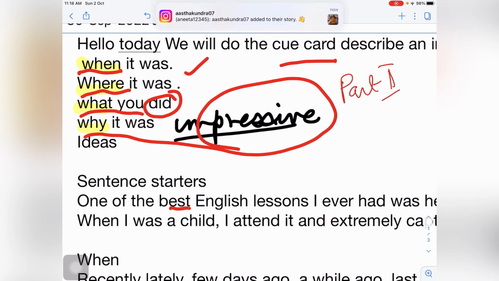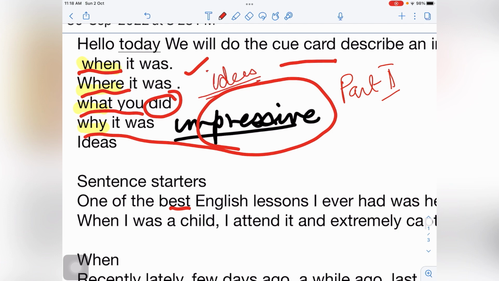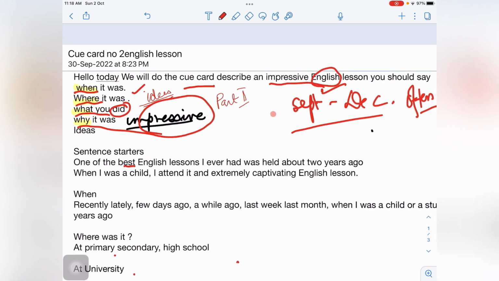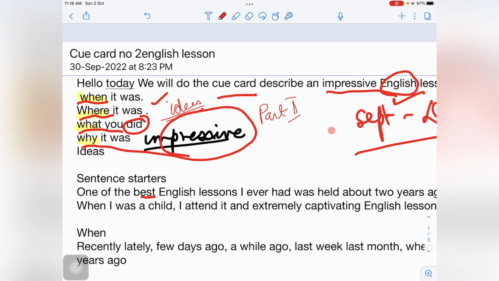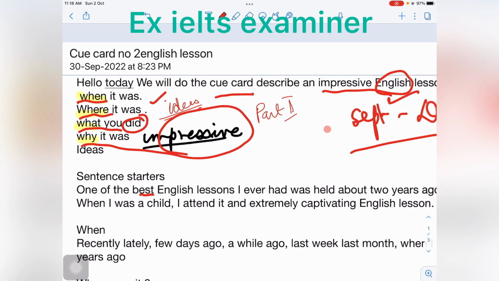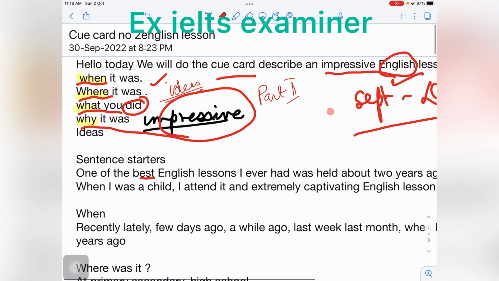This is part 2 of the cue card that I have already done. Part 1, I have already done the ideas with you. This time I am going to tell you how to develop those ideas. So the cue card was: describe an impressive English lesson. You should say when it was, where it was, what you did and why it was impressive. So ideas I have already given.